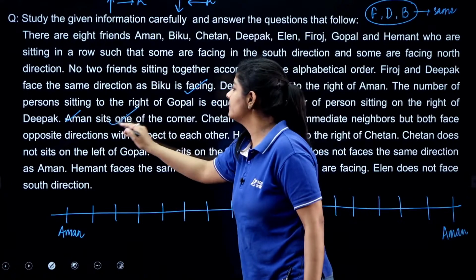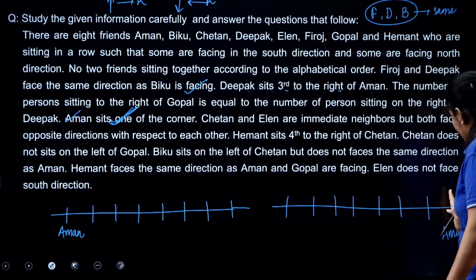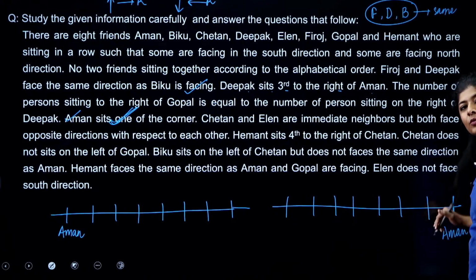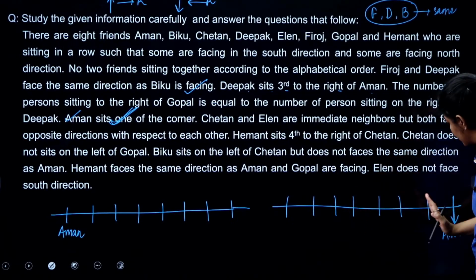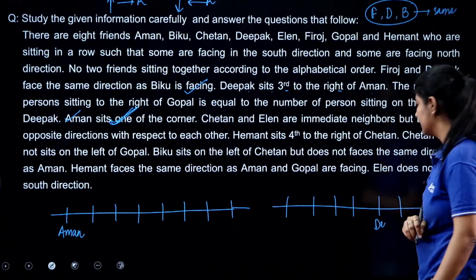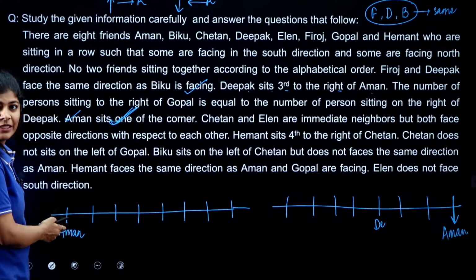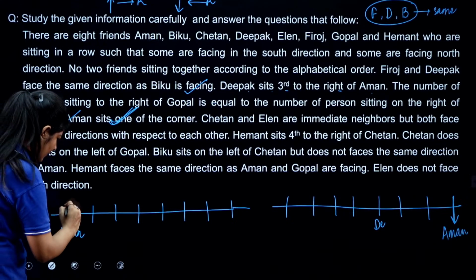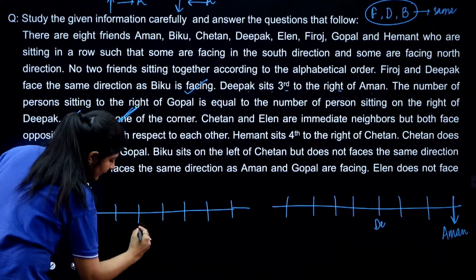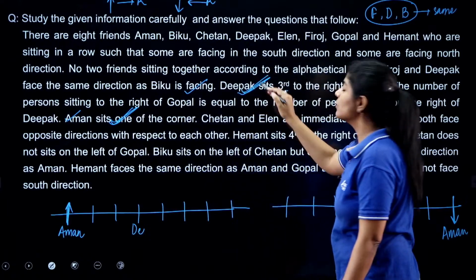So this clue is completed. The question is saying that Deepak sits third to the right of Aman. In this one there is no right, so we can say that Aman is facing towards the south, so that we can move in the right direction. First right, second right, third right. This is the position of Deepak. Now according to this we can't make Aman face south as we have no right, so Aman is facing towards the north. Again, first right, second right, third right. This is the position of Deepak. That means this clue is also completed.